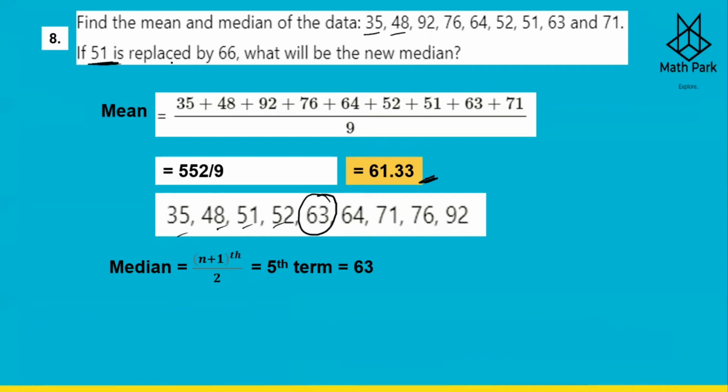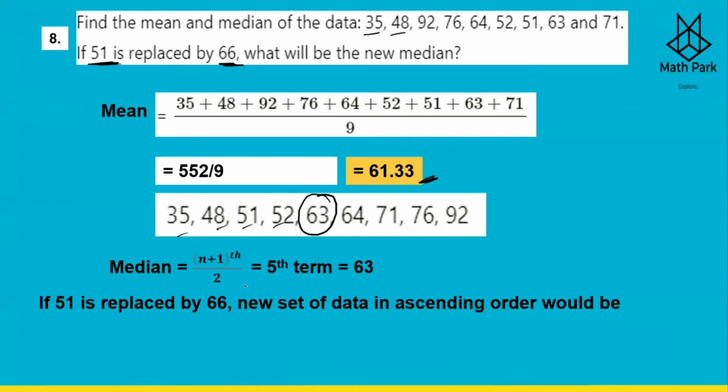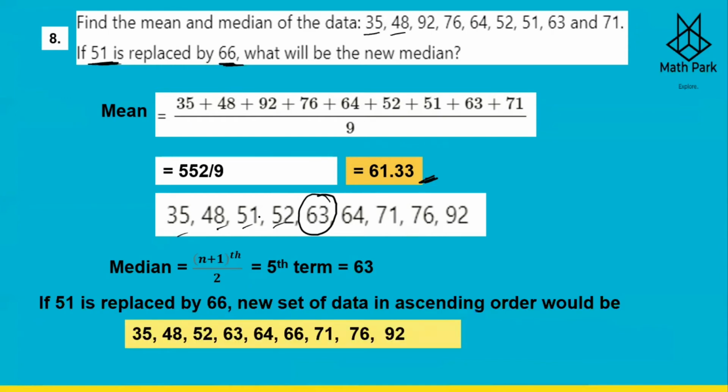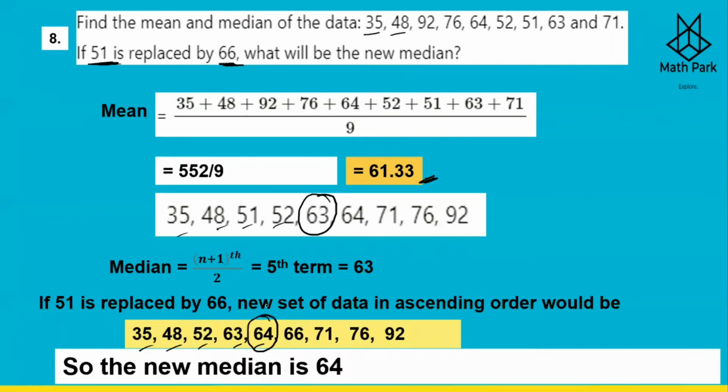Now they say that 51 is replaced by 66. So we now arrange the new set of data in ascending order. So instead of 51, 66 has come. So then no 51. When we arrange the data in ascending order, we get this. Now again, the median is going to be the fifth term. So 1, 2, 3, 4, 5. So the new median is going to be 64. Again, the fifth term. Got it?